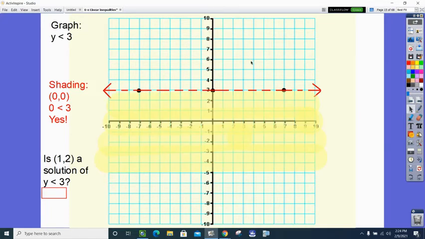So the question is, is (1, 2) a solution? And you can see off the graph that it is. Oh, by the way, you can check this kind of a question by putting the x and y in the original as well. So you can see it on the graph. You could also put the 2 in for y, see that 2 is less than 3. It makes it true. So this would be a solution.